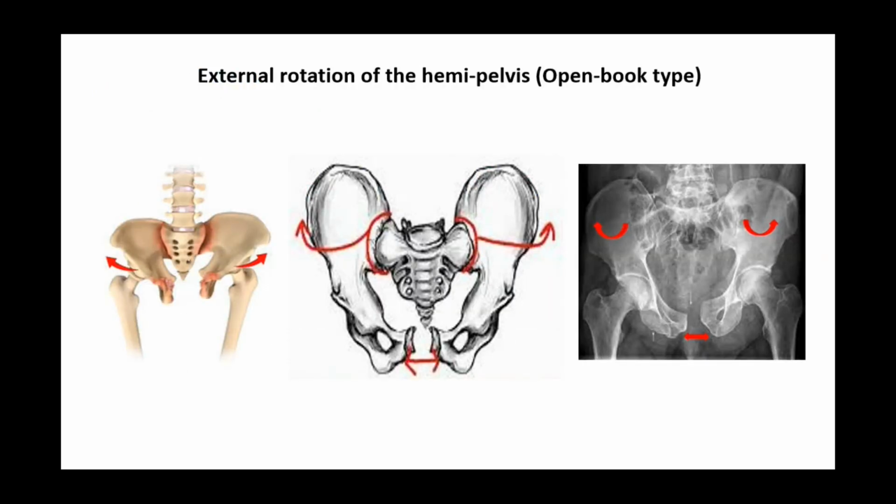Now the external rotation of the hemipelvis, the open book type. Here the pelvic ring is opened from the front like a book, and there may be disruption of the pubic symphysis or a rami fracture in the front, and there might be injury to the sacroiliac joint behind. As you can see here also in the image, due to the external rotation there is damage to the SI joint and disruption of the pubic symphysis. Now here in the X-ray also, due to the external rotation there is damage to the SI joint and disruption of the pubic symphysis.